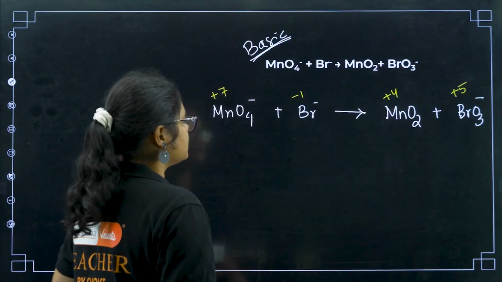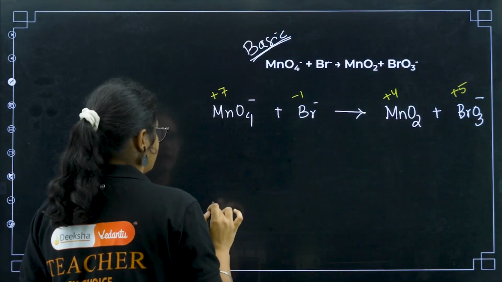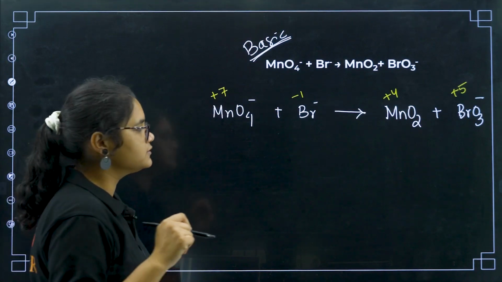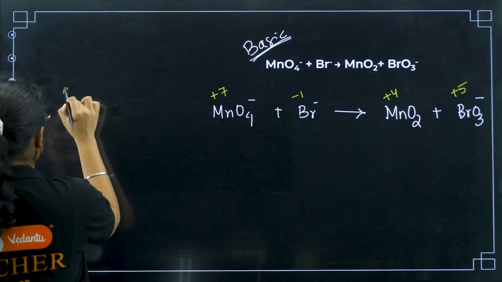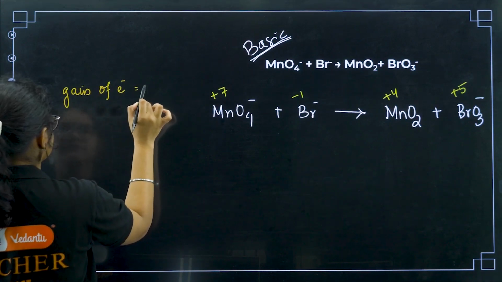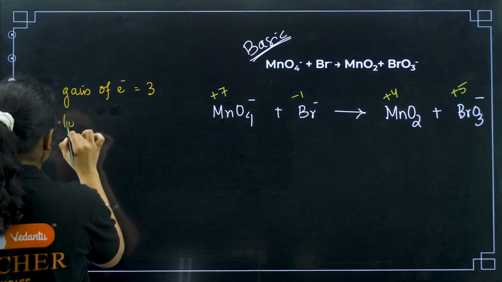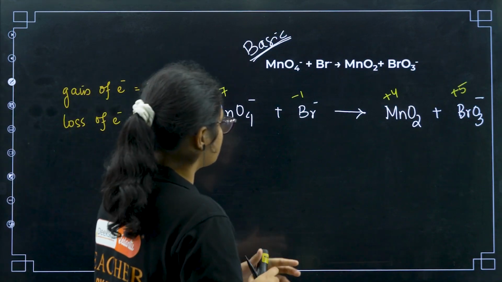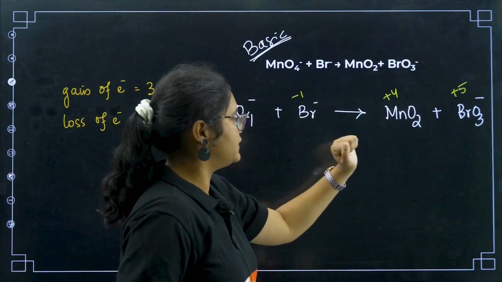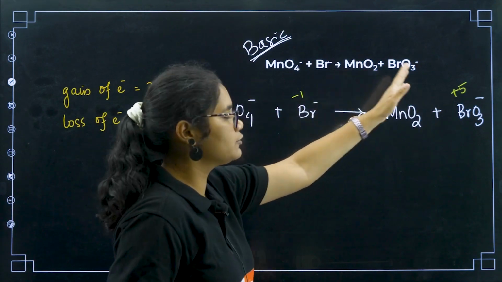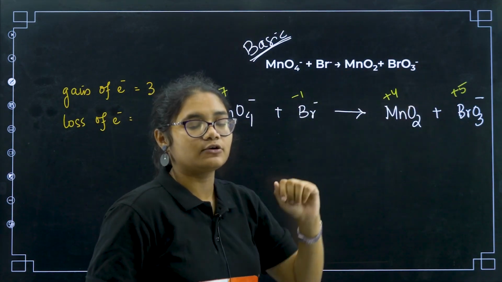Okay, so now let us see what has happened in terms of electrons. From plus 7 to plus 3, reduction means gain of electrons. So I can say that the gain of electrons is 3. That means loss of electrons should also be 3. Now the loss of electrons is from minus 1 to plus 5, right?